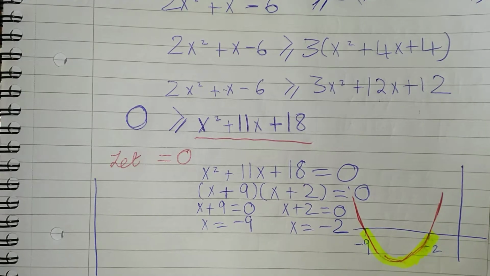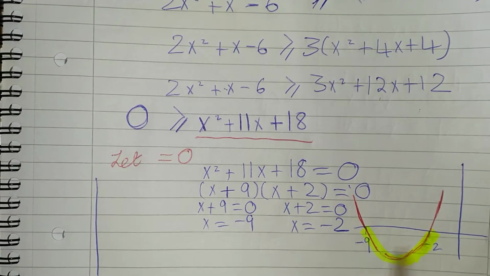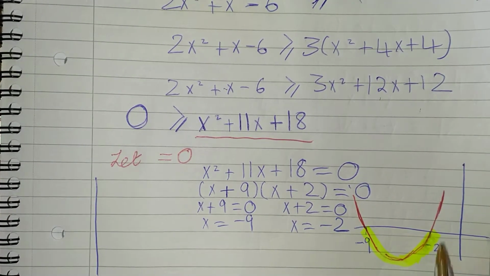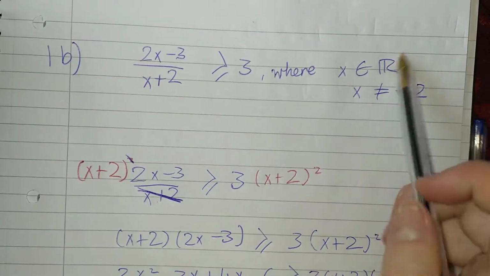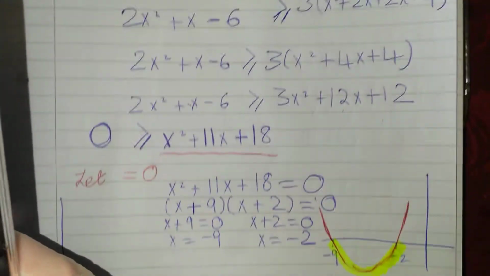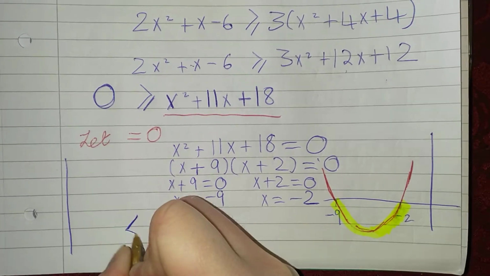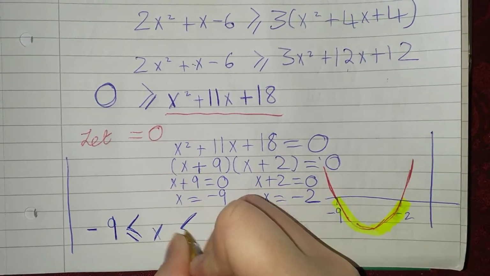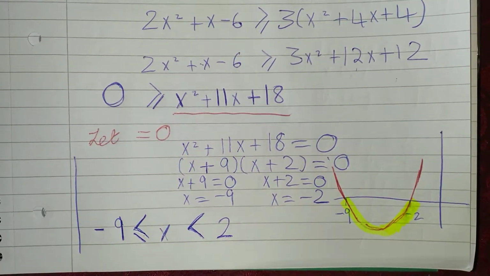So it's going to be greater than or equal to -9. But it's not going to be less than or equal to -2, because if we remember back to the original question, it said x is not equal to -2 because we can't divide by 0. So it's going to be x is greater than or equal to -9 and x is less than -2. So that is our solution set for that question.